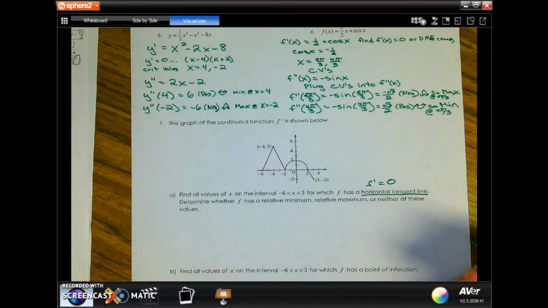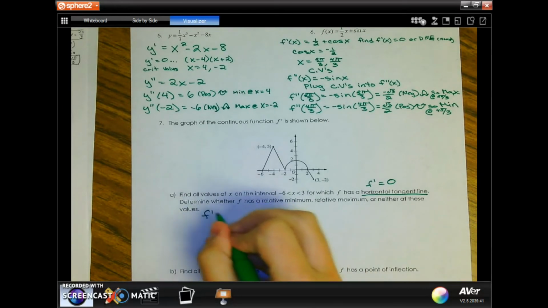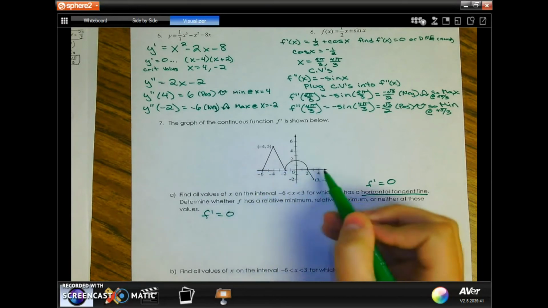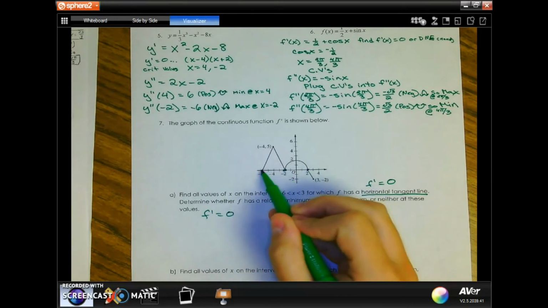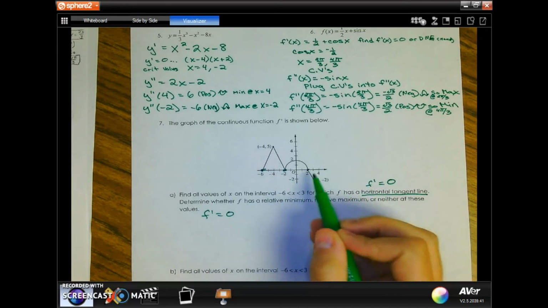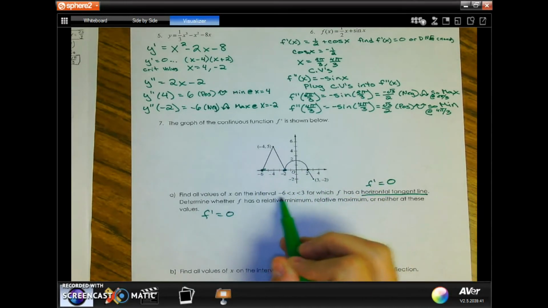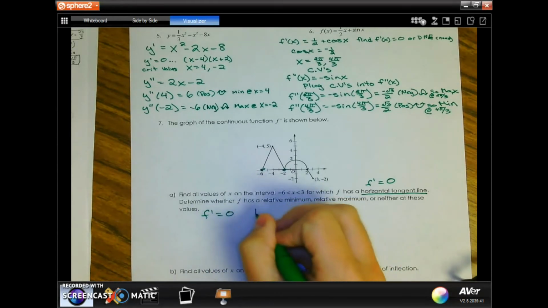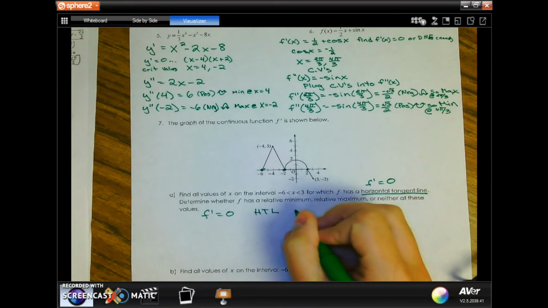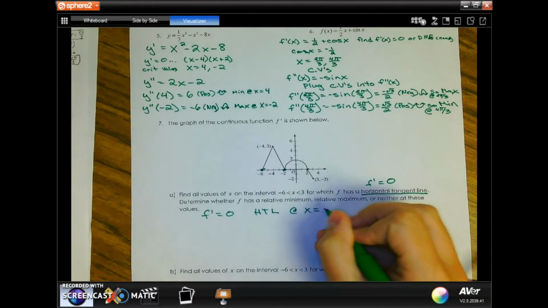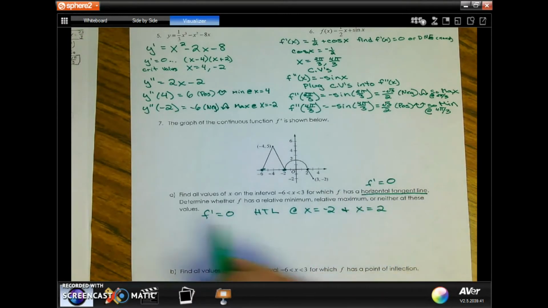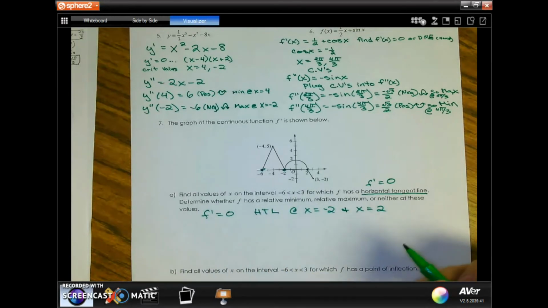Well, looking at the graph, where does that occur? Here the derivative equals 0 right here, here, and here, right? And which of those are we going to use? We're going to use -2 and 2. Why aren't we using -6? Because it's not included. So I would say that there is a horizontal tangent line at x equals -2 and x equals +2.